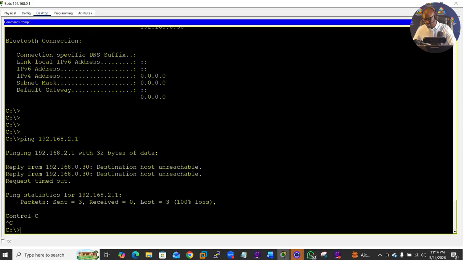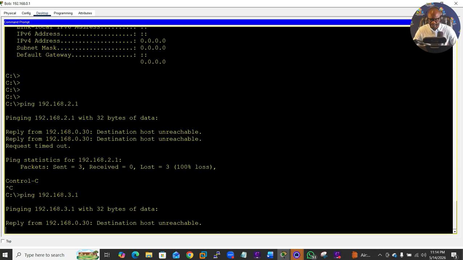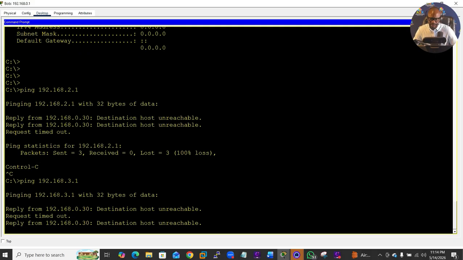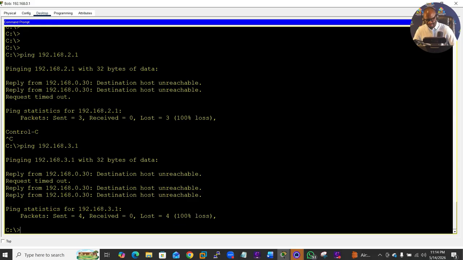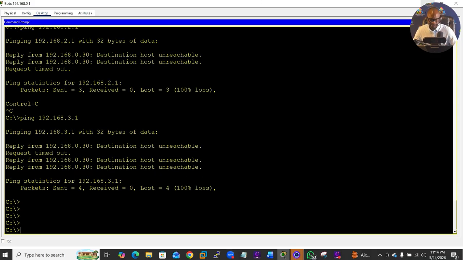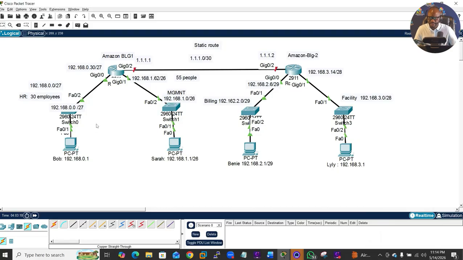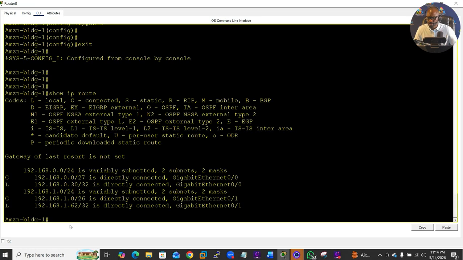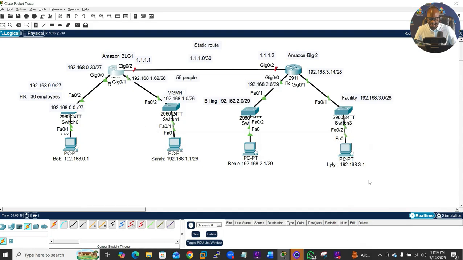There is a big difference between destination host unreachable and request timeout. So let's try this: 3.1, which is Lily's machine, is also getting destination host unreachable. So instead of waiting too long, I can do Control C to break this. Destination host unreachable means, from the router's perspective, we're trying to ping Lily. Lily resides in network 192.168.3.0/28. As you can see here, this network doesn't exist in the route table.